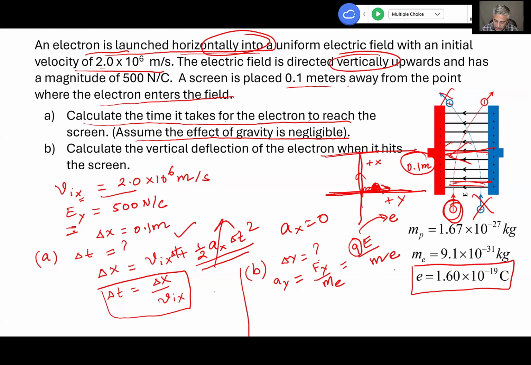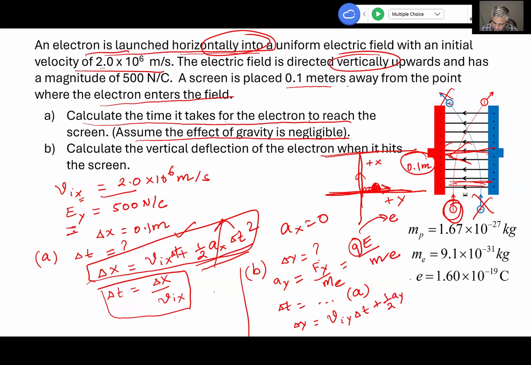So now we have acceleration, and we know time. Time is the same in projectile motion, right? Delta t is whatever you get from A. So now delta y is again the same formula, but this time acceleration is not zero, and this is in the y direction. Delta y is Viy times the time interval plus half Ay times the time interval squared, okay?